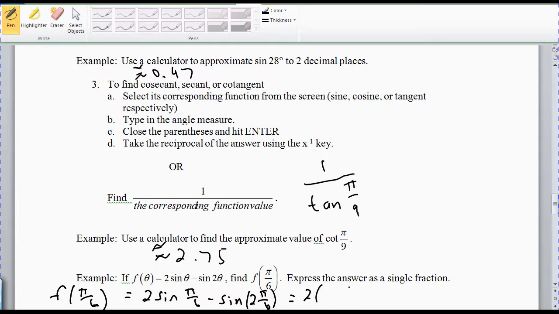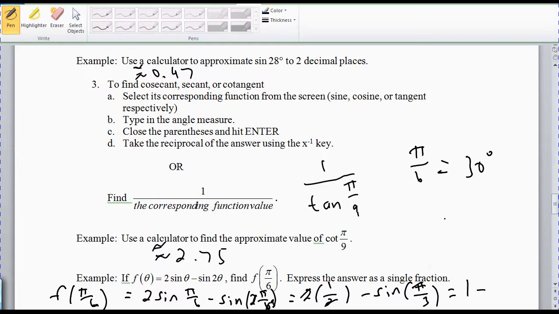Now, pi over 6, if you remember, is the same as 30 degrees. And all I'm really doing is taking 6 into 180. And so sine of 30, or sine of pi over 6, is 1/2. And then over here, 2 times pi over 6 becomes pi over 3, because the 2 goes into 6 3 times, leaving 3 on the bottom. And these 2's cancel, leaving a 1.